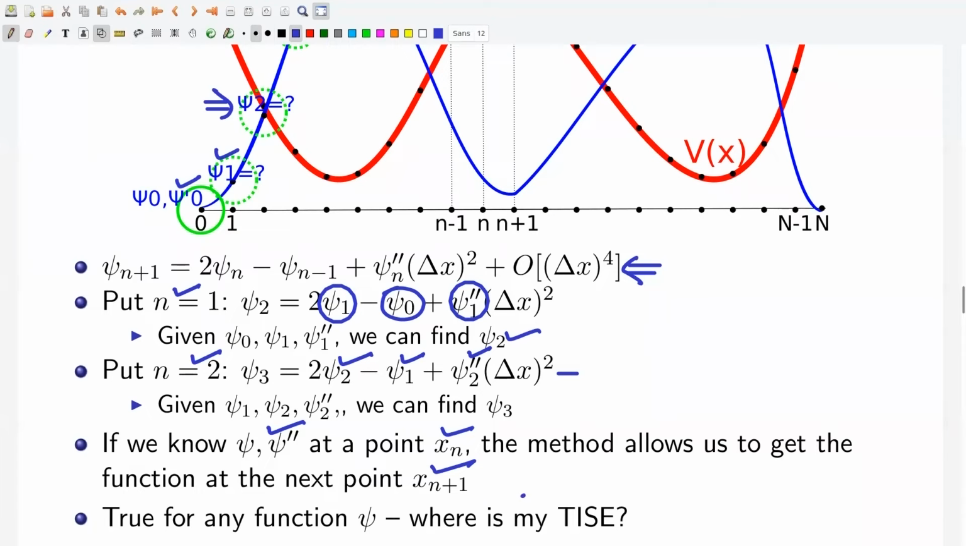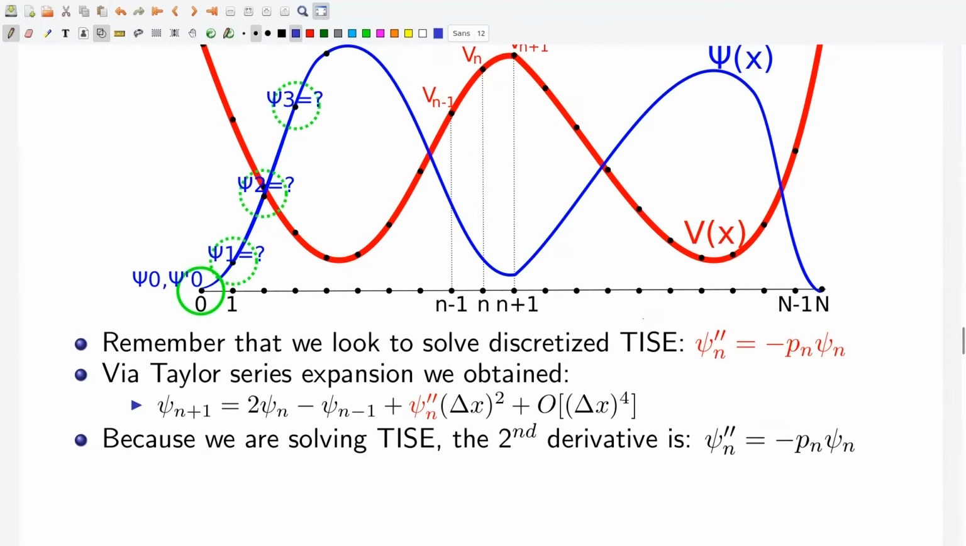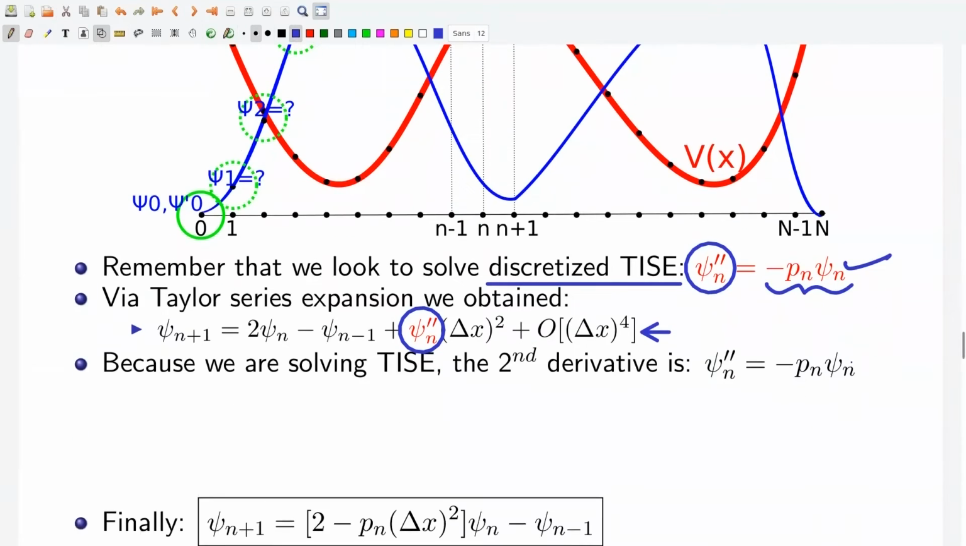Then the question is, where is my time independent Schrodinger equation? Remember that we are looking to solve the discretized time independent Schrodinger equation given by this. And now via forward and backward Taylor series expansion, what we obtained is this equation. Now note this second derivative term in this equation and note the discretized time independent Schrodinger equation. So that means in place of psi n 2 dashed, we can replace this. So let us do that.